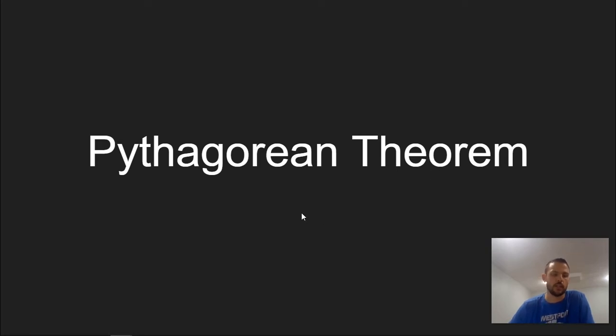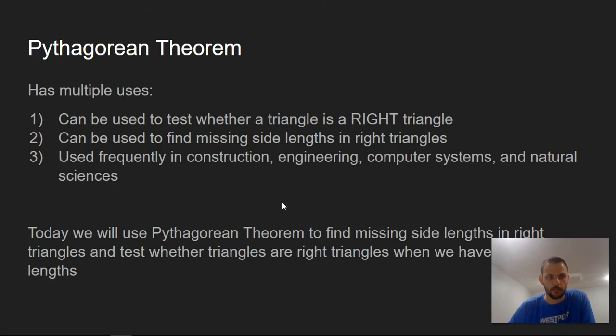All right, Pythagorean Theorem. Nerd alert, I've actually used this in real life, not in math class, right? It is possible. Let's talk about why we might use Pythagorean theorem. It can be used to test whether a triangle is a right triangle, something we're going to do today. It can be used to find missing side lengths in right triangles, something we're going to do today. And it's used frequently in construction. I used it when I built the play set for my kiddos. Engineering, computer systems, and natural sciences.